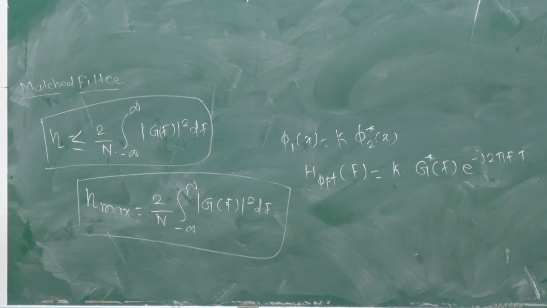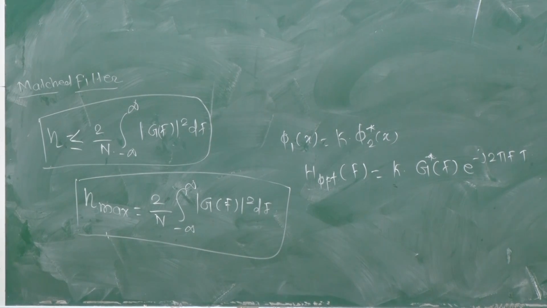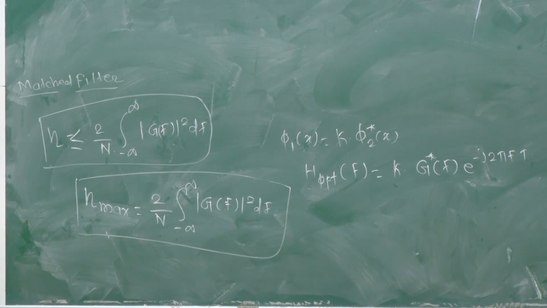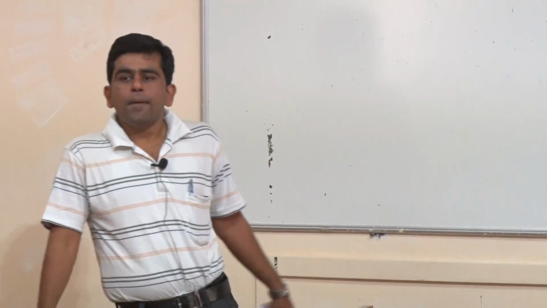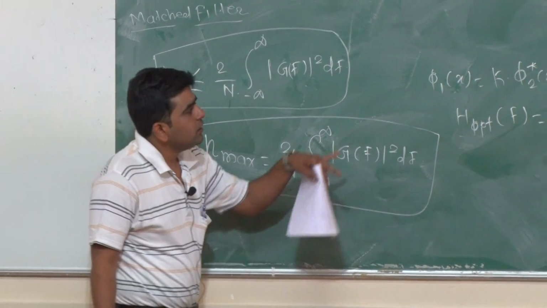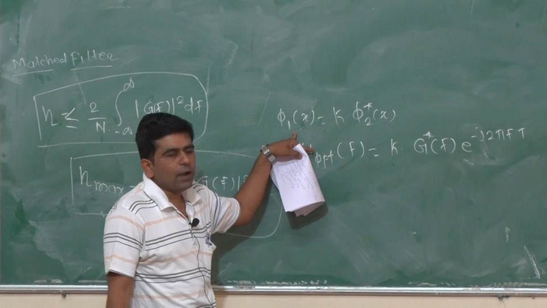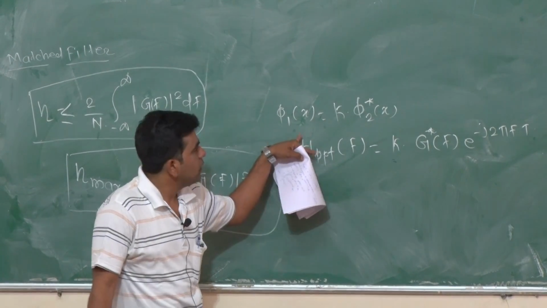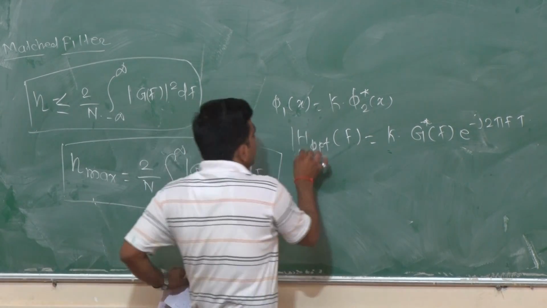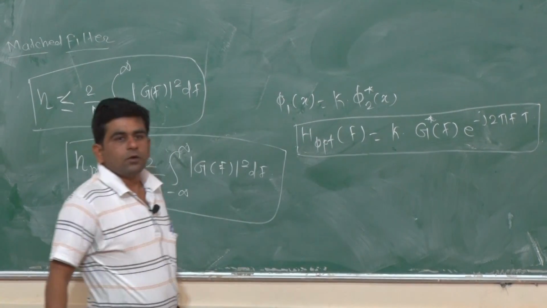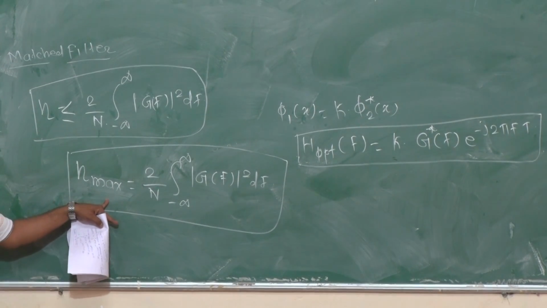This will hold for these two equations, left hand side and right hand side, they are equal provided this condition phi1 of x is equal to k into the complex conjugate of phi2 of x. Here we will get a maximum output signal to noise ratio provided these conditions are satisfied. Phi1 of x is nothing but H of f, the filter response. Phi2 of x is nothing but G of f into e raised to minus j 2 pi f t. So H of f should be equal to k multiplied with G of f, its complex conjugate, into e raised to minus j 2 pi f t. When your filter gives this response, then we will get the maximum output signal to noise ratio.